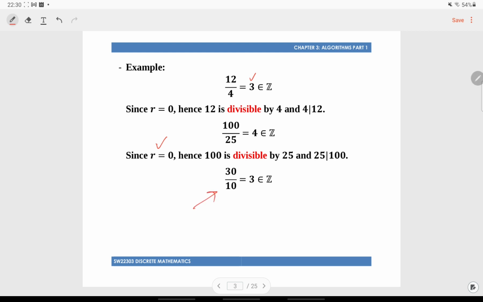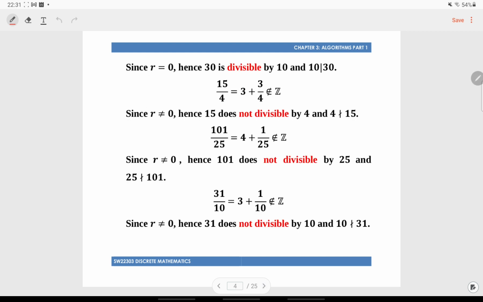How about the third one? Again, the outcome is an integer. 30 divided by 10, the answer is 3. 3 is an integer. There is no remainder. So again, we say that 30 is divisible by 10, or 10 divides 30. Alright, so we have the following another 3 cases. In these 3 cases, we have 15 divided by 4.